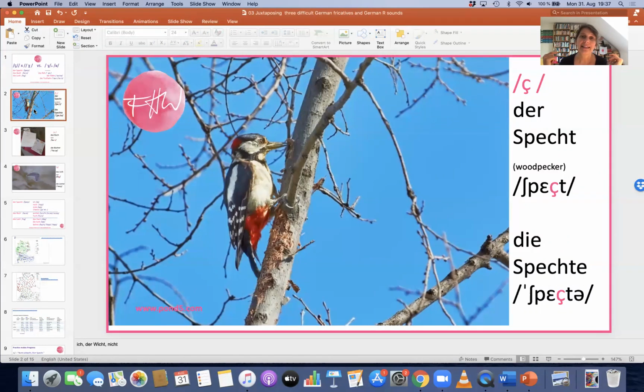So try it. Ich Specht. And I'll give you a few other words in a minute. Not too many because we want to focus on the sound. Specht, der Specht. We'll practice it in a minute.